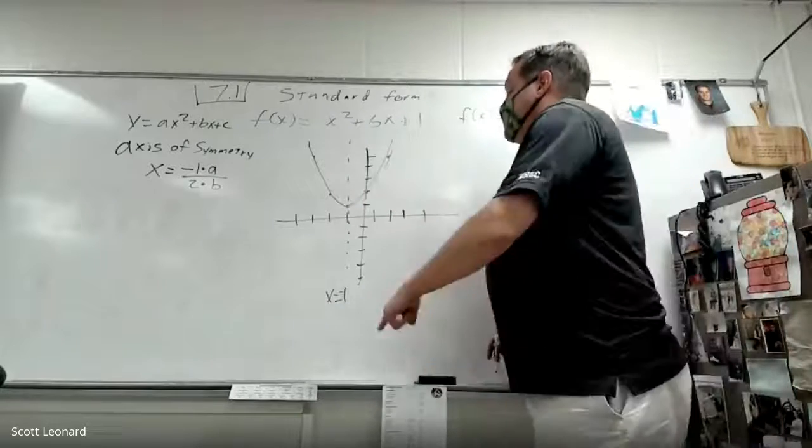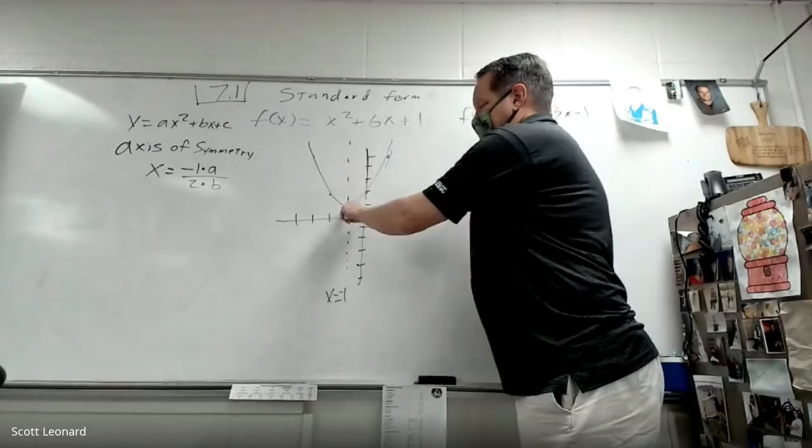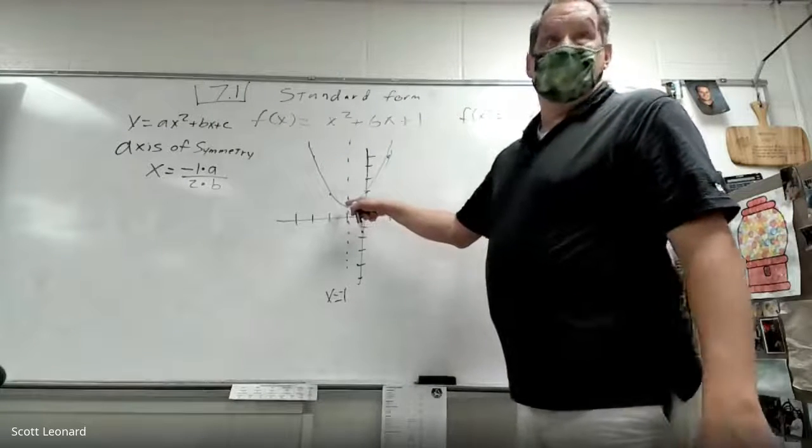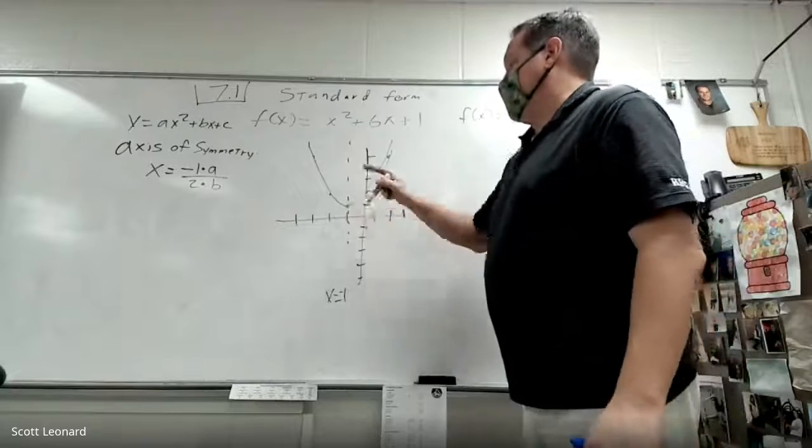Okay. What we're going to find next after axis of symmetry is this point here called the vertex. Good job, guys. So that's going to be part D.